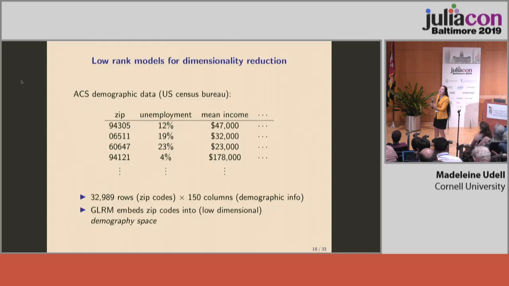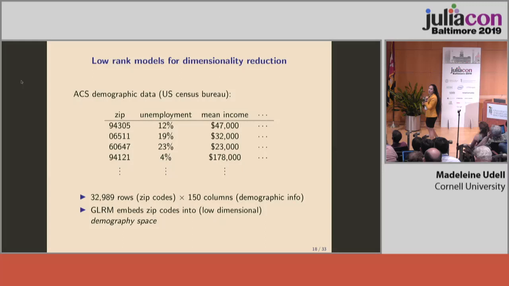One simple idea might be to replace the zip code by this collection of all these other things that I know about the zip code. Maybe that's a good way of featurizing the zip code. So I'll also show you trying that model. But there's a third idea, which is to use a low-rank model to embed these zip codes into a lower dimensional space. I'll fit a low rank model to predict, in fact, this data table.